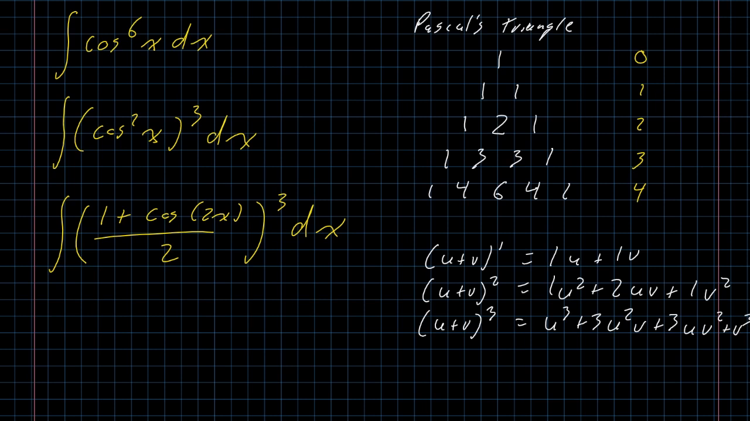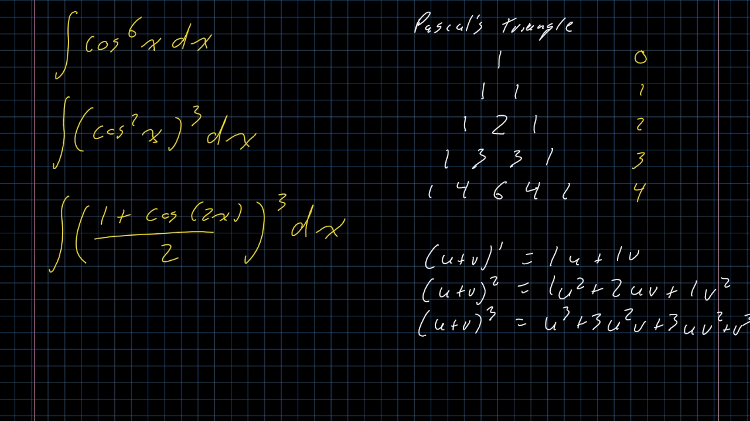And I might run out of room for the next line, so I'll come way over here. u plus v to the fourth power would be u to the fourth plus 4u cubed v plus 6u squared v squared plus 4uv cubed plus v to the fourth, and so on and so on. We only needed cubed in this particular example, so I'll get that last one out of the way so I have room to continue working.